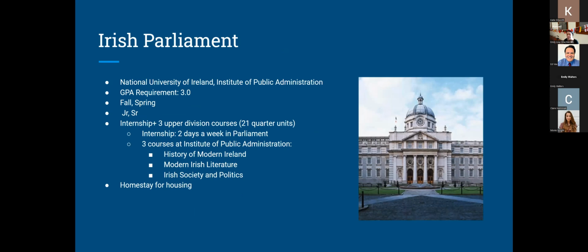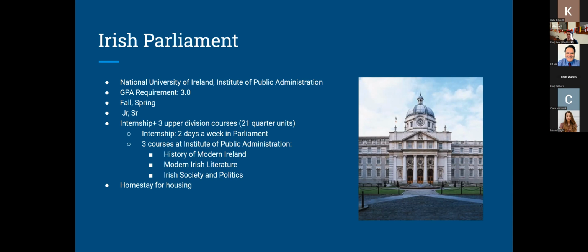And basically, you will be taking courses both at the National University of Ireland and the Institute of Public Administration. And you will literally work in Parliament, which is amazing. You basically have an internship where it's 2 days a week in Parliament. And then the rest of the time, you'll be taking these 3 courses: History of Modern Ireland, Modern Irish Literature, and Irish Society and Politics.